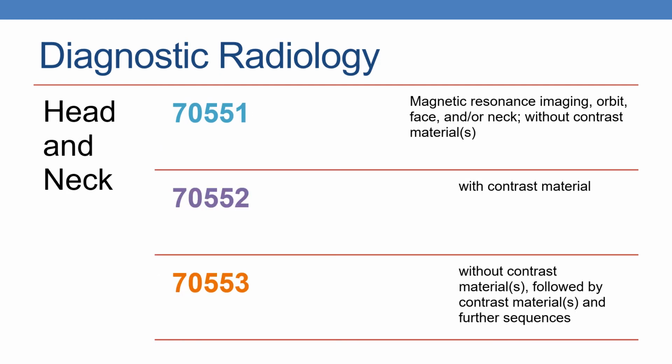The next is 70551, which is nothing but magnetic resonance imaging, brain, without contrast material. Next is 70552, which is nothing but MRI, brain, with contrast. Next is 70553, which is nothing but MRI, brain, without contrast, followed by contrast material and further sequences.